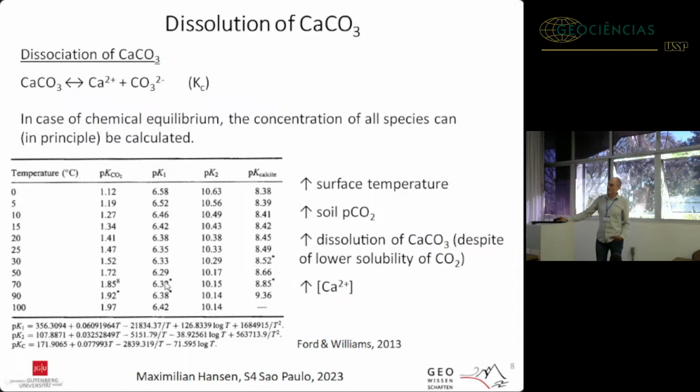And what we can learn from that is that if you have higher surface temperatures, you get higher CO2 values in the soil due to the higher productivity of the soil, and also higher dissolution rates of calcium carbonate, despite the lower solubility of CO2. The CO2 will be very, very high compared to cold regions. And of course, the concentration of calcium ions inside the solution will also be higher at higher temperatures.